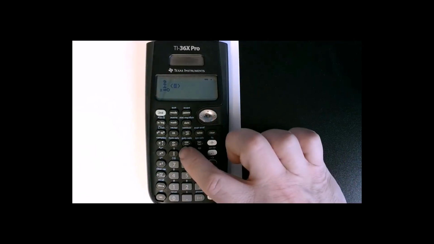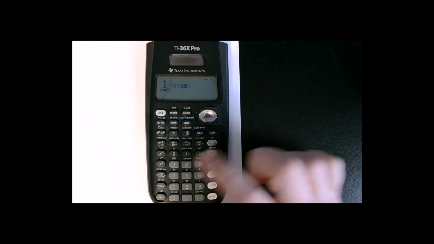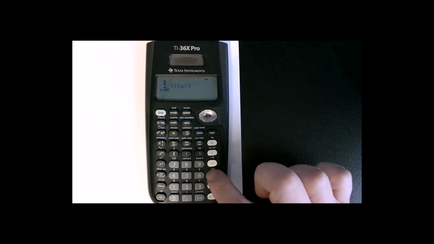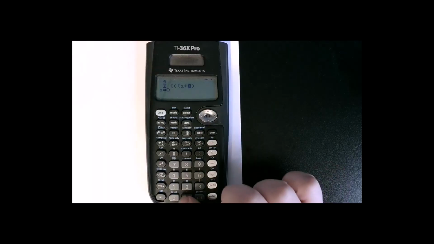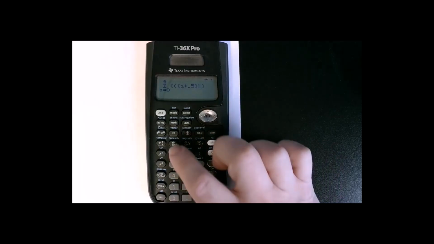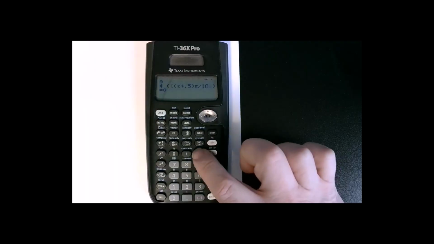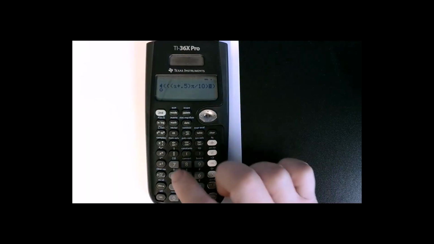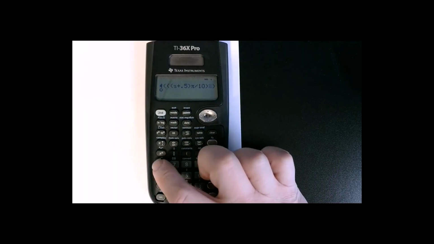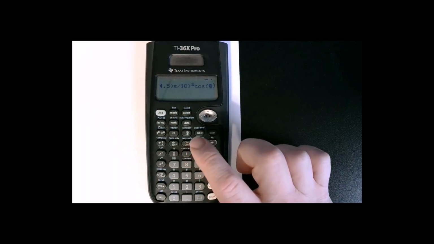And we are going to take our counter. We're going to add 0.5. That's going to get us into the middle of the intervals. And we're going to multiply that by pi divided by 10. We're going to close it. We're going to square that. And then we're going to multiply by the cosine of the same argument.